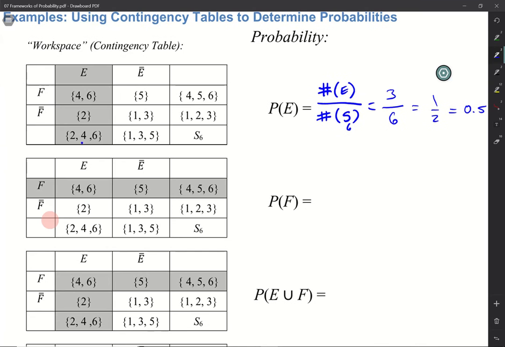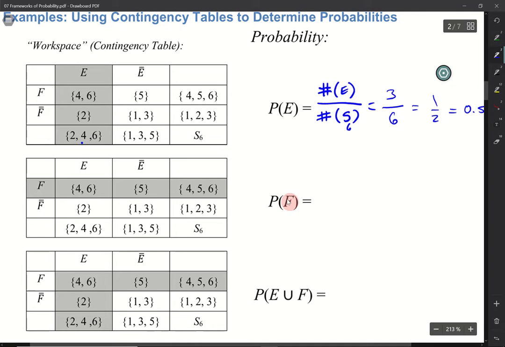And so probability of F, that's basically the same thing: the probability of F and the probability of the sample space. Here I'll just say S instead of S6. So again, 6 in the denominator, and then the likelihood of F occurring. Well, how many cases are there? Same as 3, so it's a half, or this same 0.5. Okay.